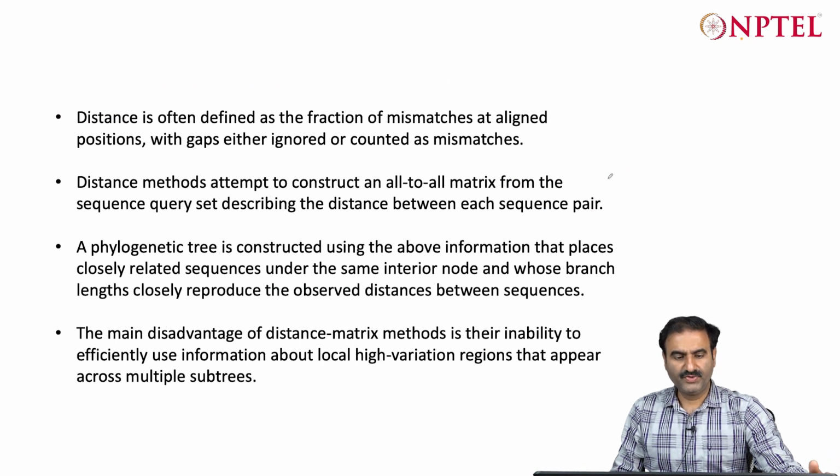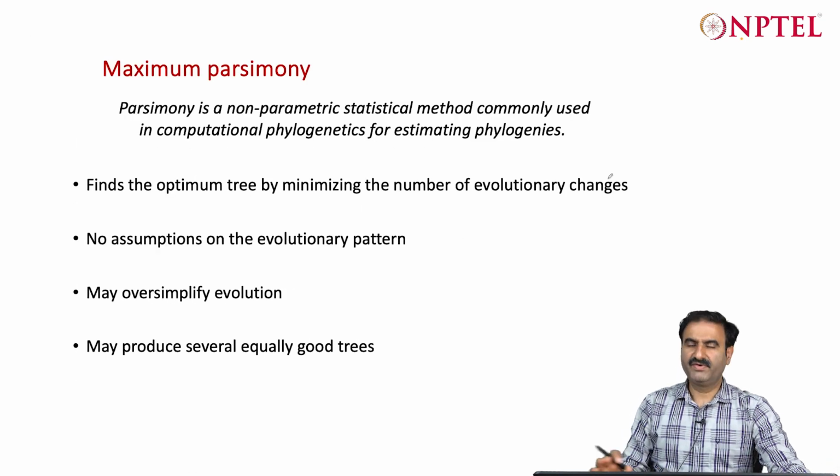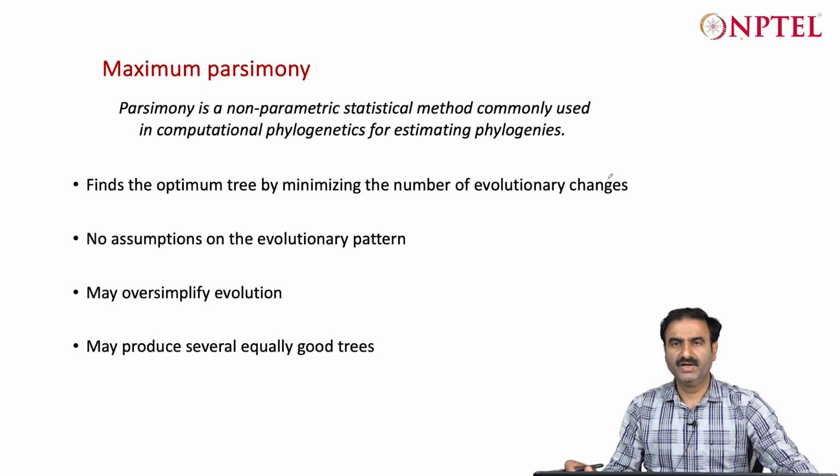Okay, so again, just to say that it constructs an all-to-one matrix, and then constructs the tree, and this may not be your method of choice initially, because mostly the other character based methods are more reliable. However, this distance based method is very fast, right?